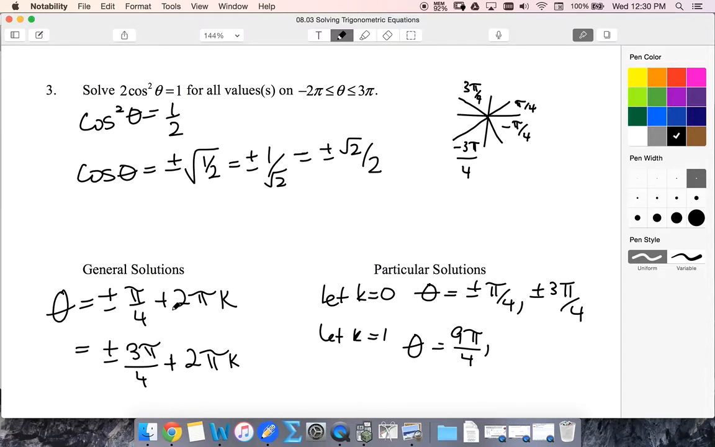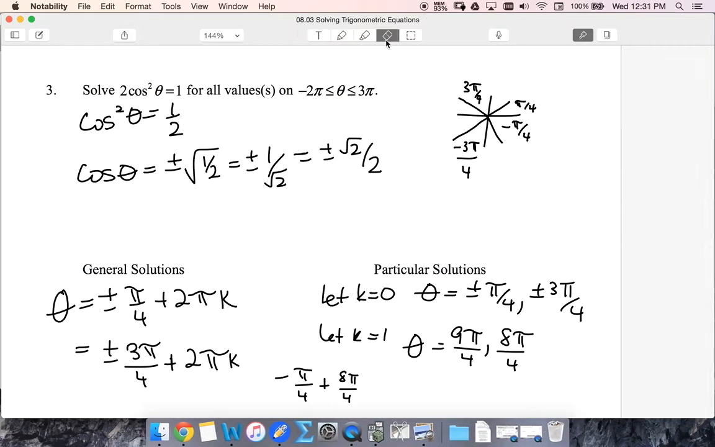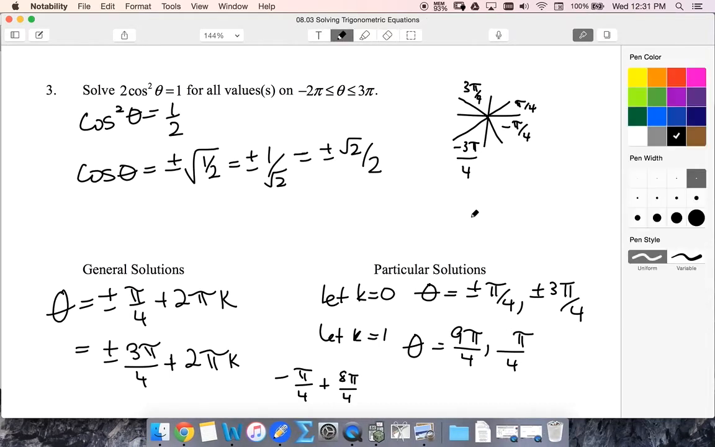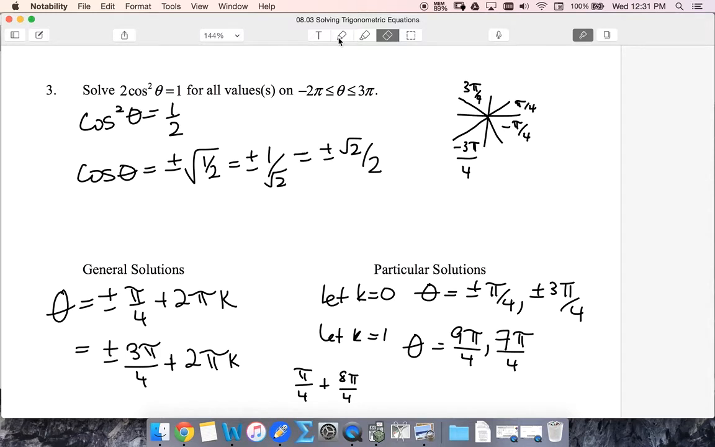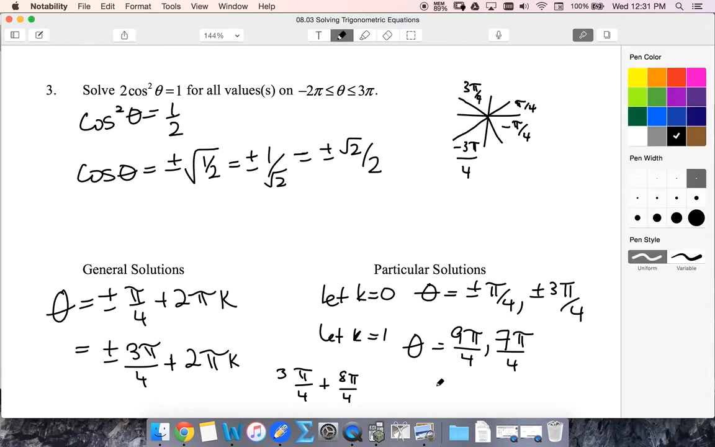Negative pi over 4 plus 2 pi, that's going to be negative pi over 4 plus 8 pi over 4. All right, that's 7 pi over 4. Still within our range, so that's good. So now we're going to do the one down here. 3 pi over 4 plus 2 pi, that's going to give me 11 pi over 4.